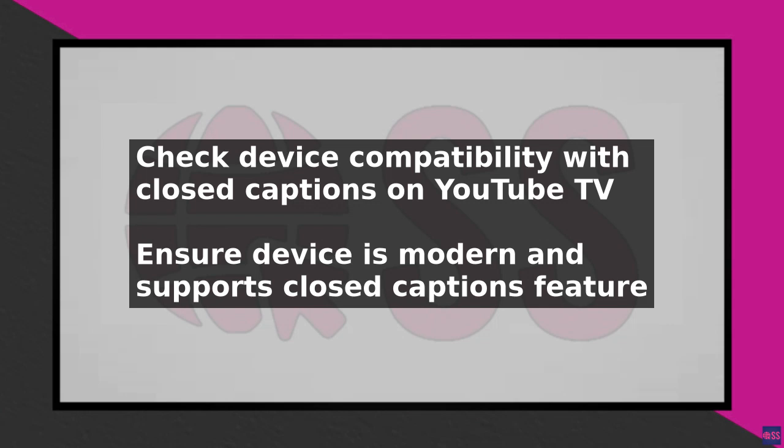Overall, turning on closed captions on YouTube TV is a straightforward process that can be completed in just a few steps. By customizing the appearance of the closed captions and using them in conjunction with other accessibility features, you can create a more enjoyable and inclusive viewing experience.